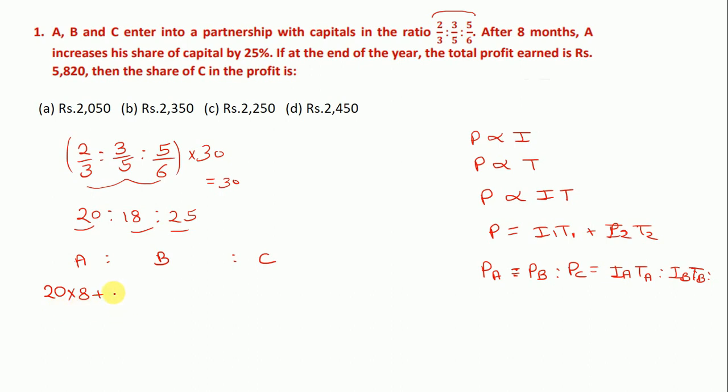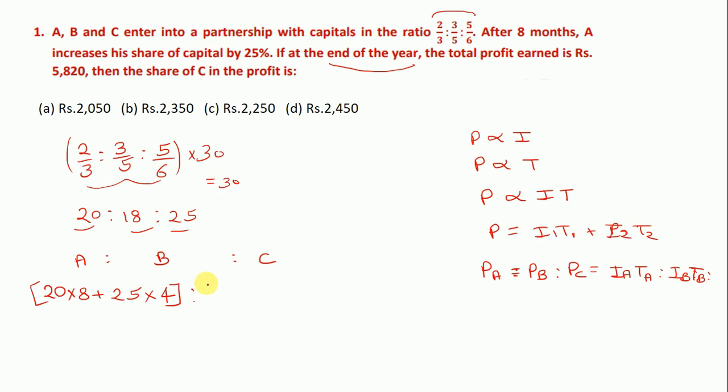So 20 plus 5 is equal to 25, and the time for which it has been invested is 4 months, because after 8 months just 4 months are left, because we are calculating the ratio at the end of the year. And mostly in every question of partnership, profit will be calculated at the end of the year. So multiply it by 4. This is the profit for A.